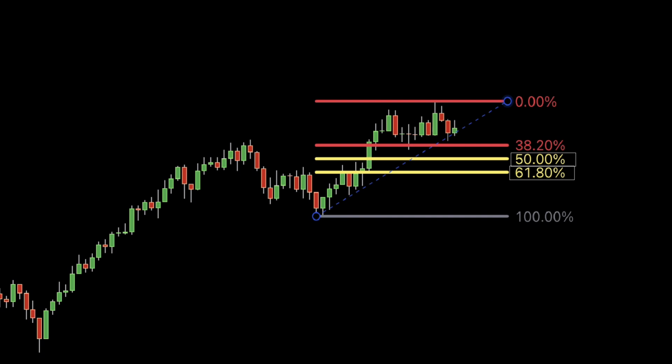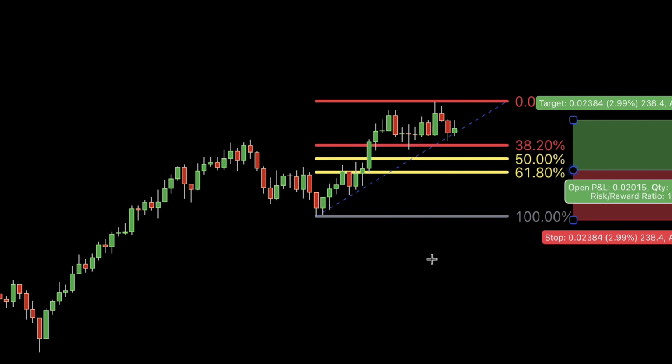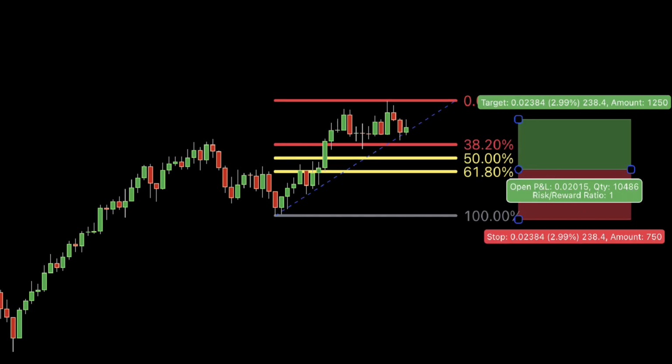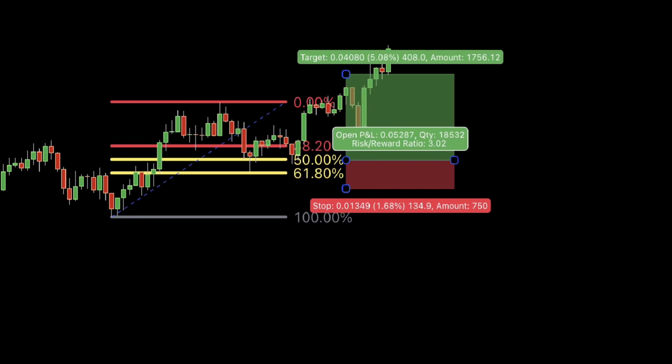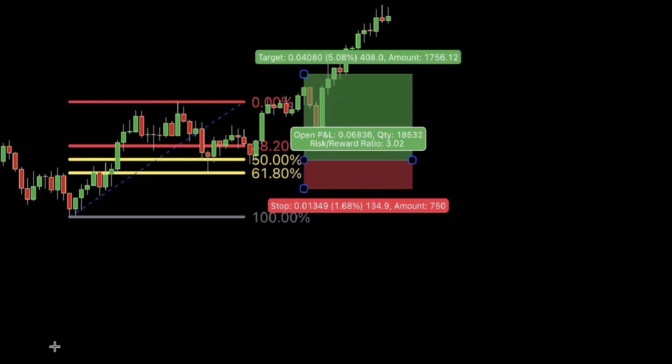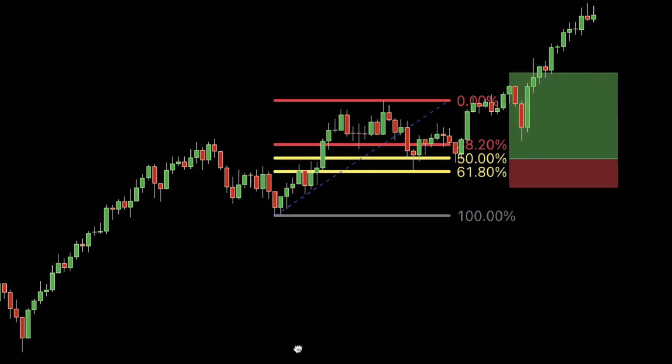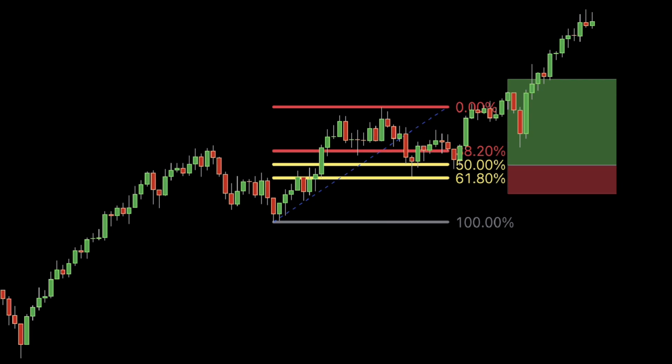Now, for traders looking to be more aggressive, you could consider placing a limit order directly inside this golden zone, without waiting for extra confirmation. But here's the trade-off. While this method can offer high reward, it also carries higher risk, since you're entering before seeing clear signs of a reversal.